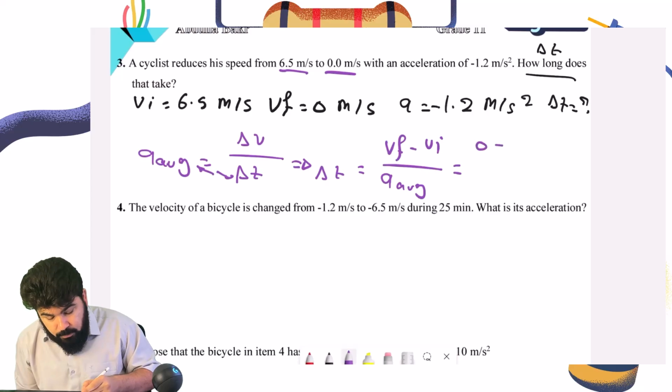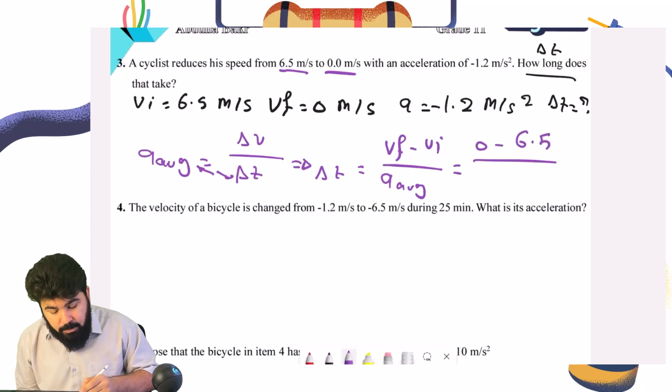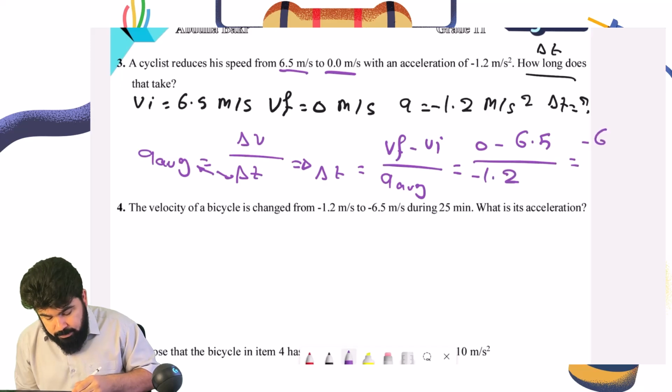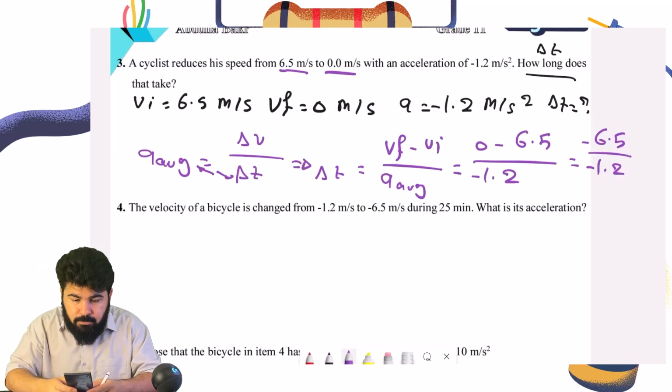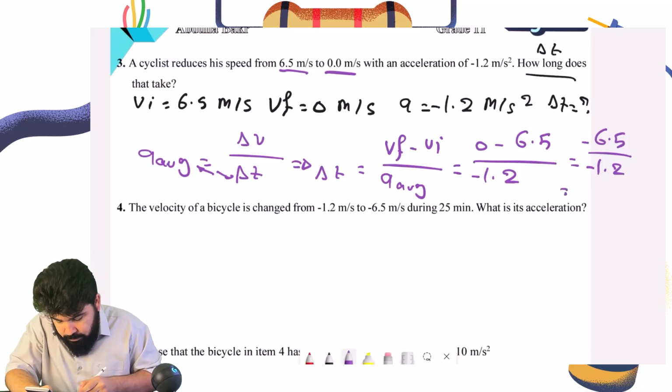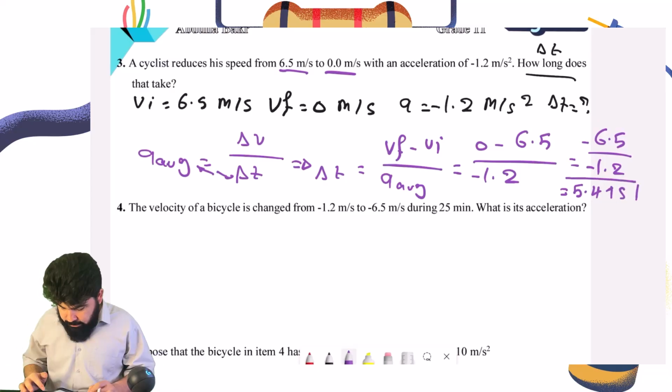Okay, now we have v final, which is equal to 0. We have v initial 6.5 divided by negative 1.2. So you have negative 6.5 divided by negative 1.2. Let's divide that. So you have 6.5 divided by 1.2. The negatives cancel as usual, so this is going to be 5.41 seconds.